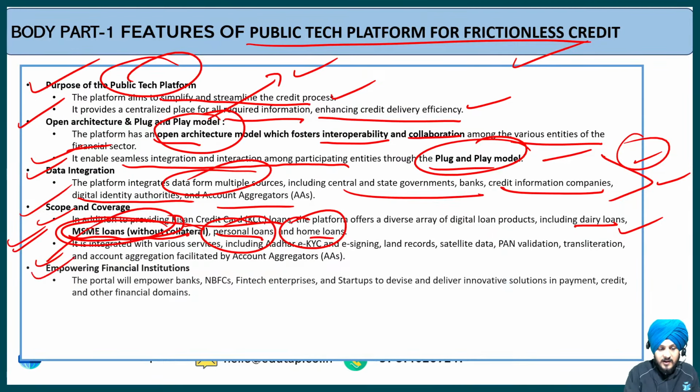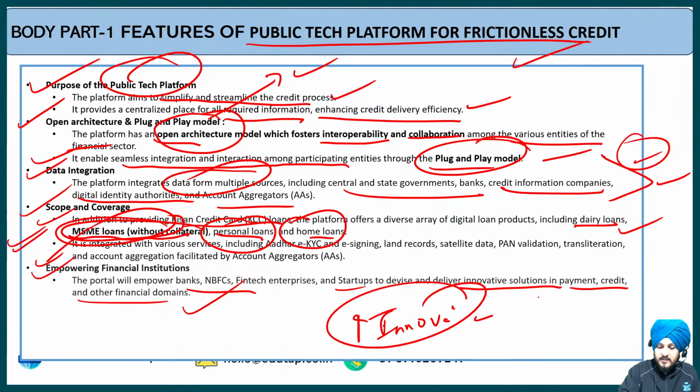The last point is empowering financial institutions. So the portal will empower banks, NBFCs and fintech enterprises and startups to devise and deliver innovative solutions in payment, credit and other financial domains. So what is this doing? It is also increasing the innovation in the banking sector, and it's helping the startups and the fintech enterprises to deliver innovative solutions in the credit delivery models. So this is regarding the features of the public tech platform for frictionless credit.